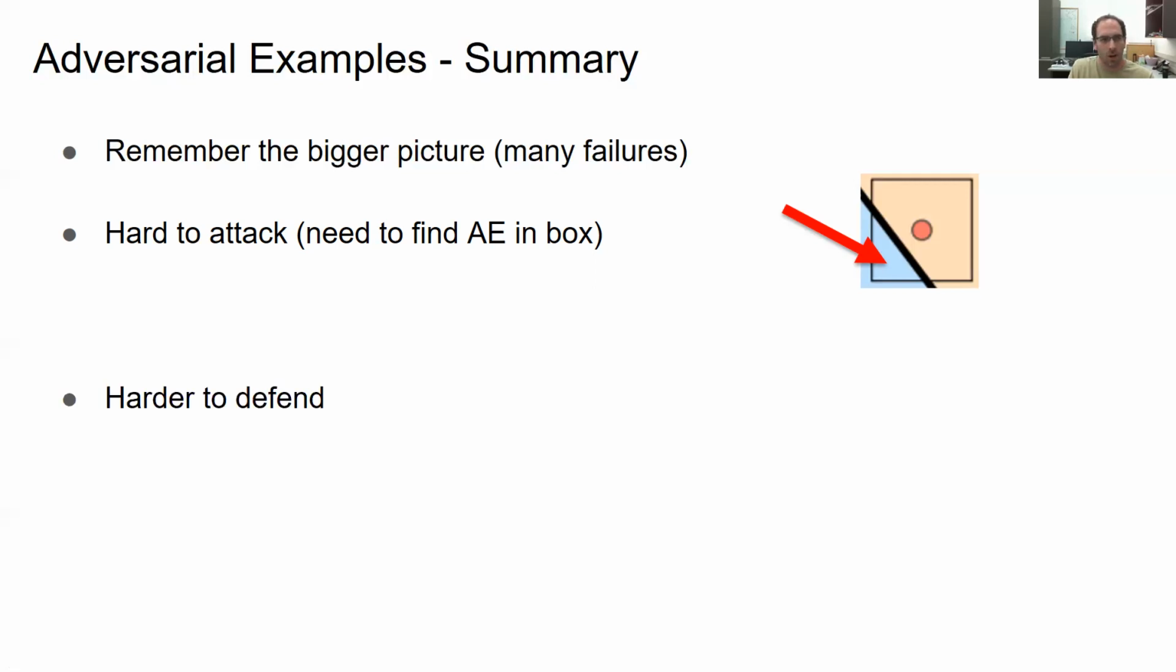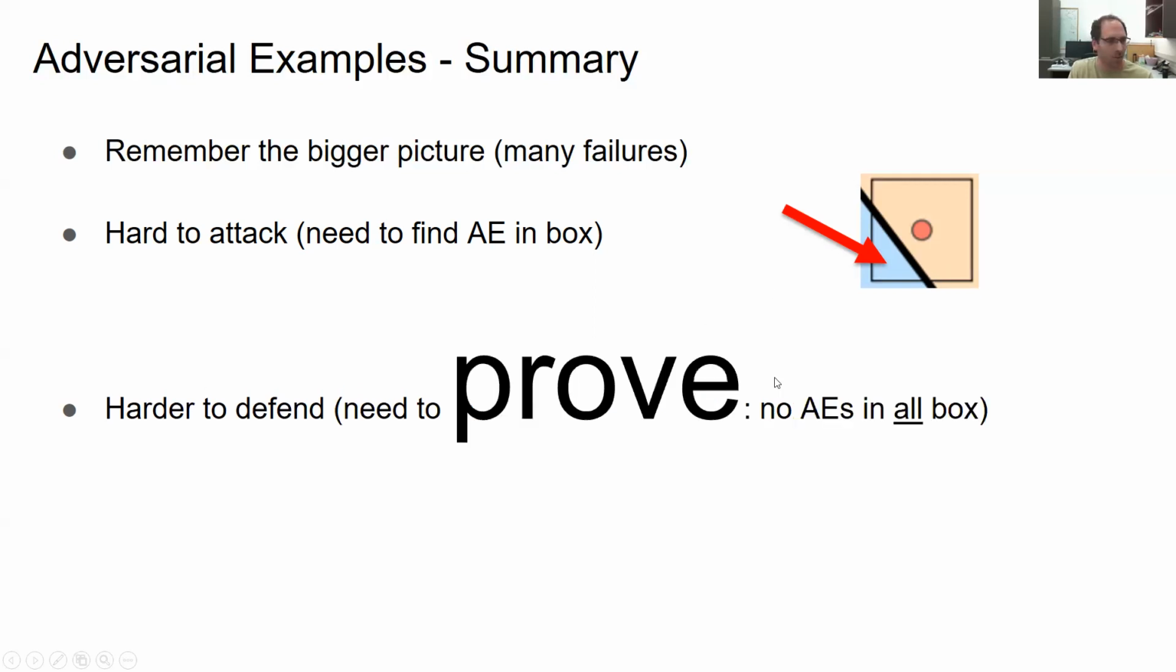And it's much harder to defend, because in order to defend, you need to somehow prove that there are no adversarial examples in the whole box. I'm going to stress, you have to prove it. If you're not going to prove it, you cannot claim that your model is robust. If you cannot prove that there are no adversarial examples in your box, maybe you can prove that it's just very hard to find them.